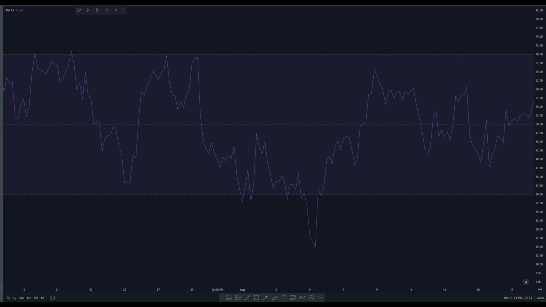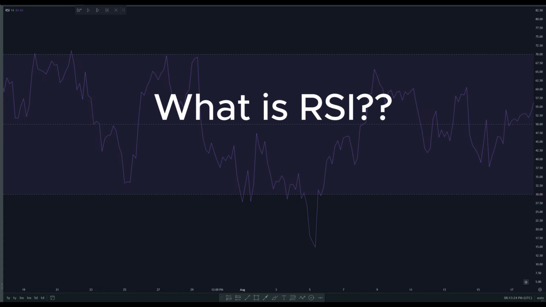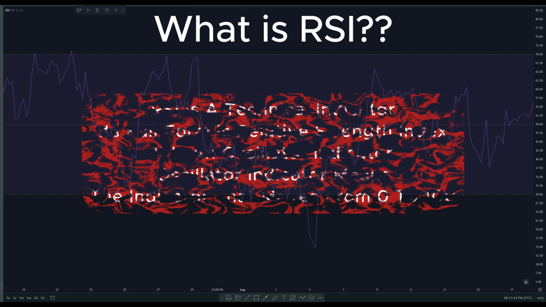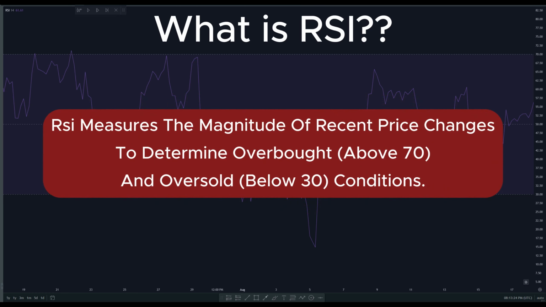Back to the video. So the first question is, what is RSI? RSI is a technical indicator, and its full form is Relative Strength Index, and it is an oscillator indicator. Oscillator indicator means the indicator that moves from 0 to 100, and it can't go out of this 0 to 100 range. RSI measures the magnitude of recent price changes to determine overbought and oversold conditions.